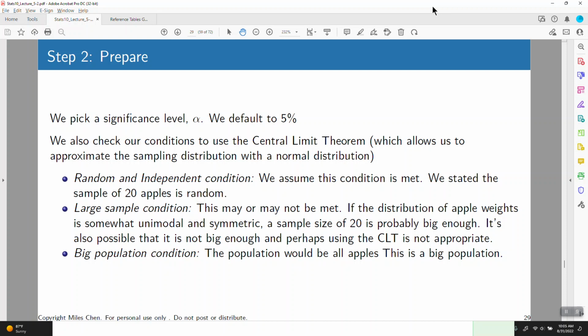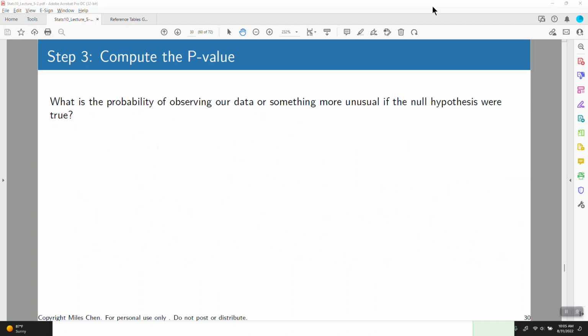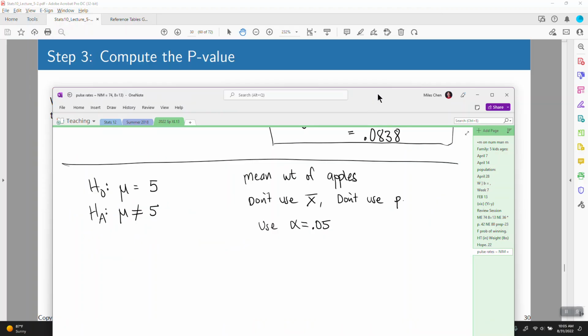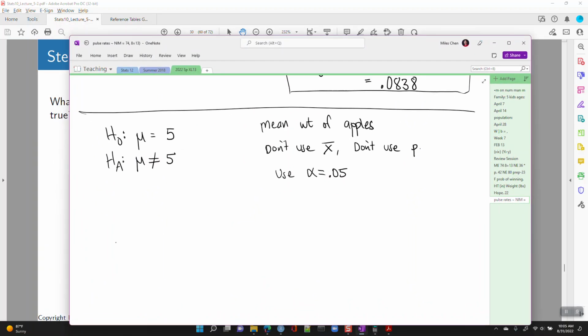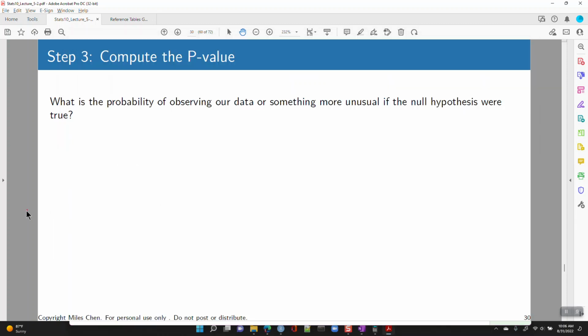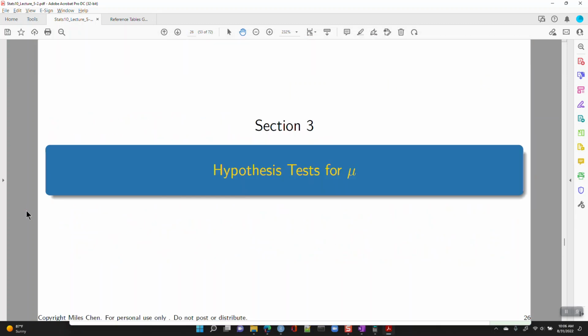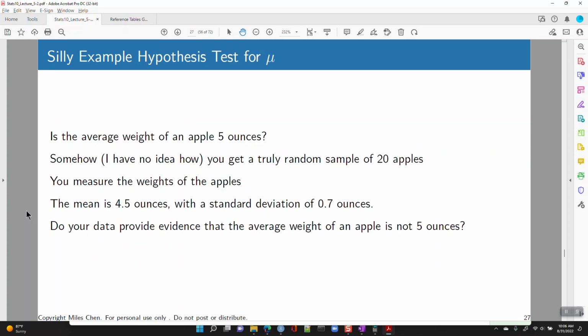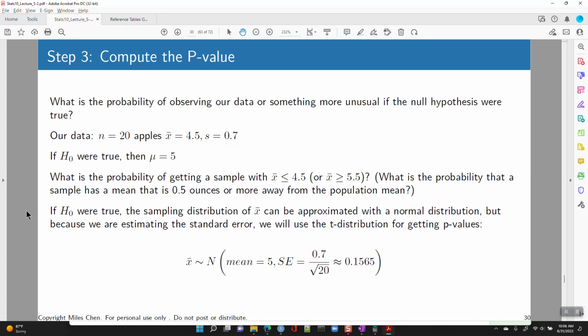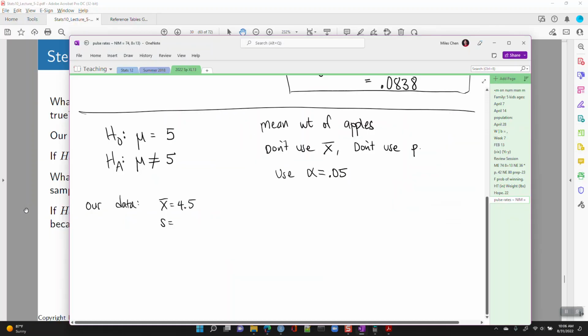Okay. Now we're going to calculate the p-value. So we want to ask, what is the probability of getting our data or something more extreme? So what was our data? We had x bar equal to 4.5, and the standard deviation, I think, was 0.7. Yep, standard deviation 0.7 ounces.